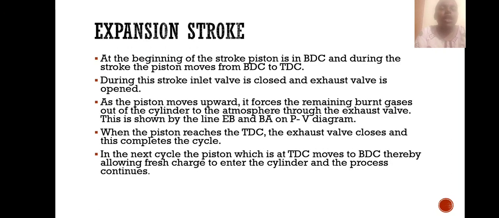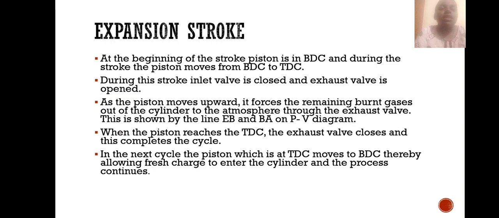Exhaust stroke. At the beginning of the stroke, the piston is in the BDC, and during this stroke, the piston moves from BDC to TDC. During this stroke, the inlet valve is closed and the exhaust valve is open. As the piston moves upward, it forces the remaining burned gases out of the cylinder to the atmosphere through the exhaust valve. This is shown by the line EB and BA on the PV diagrams. When the piston reaches the TDC, the exhaust valve closes and this completes the cycle.